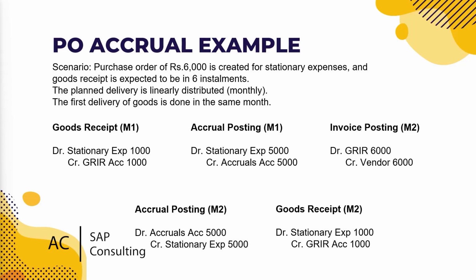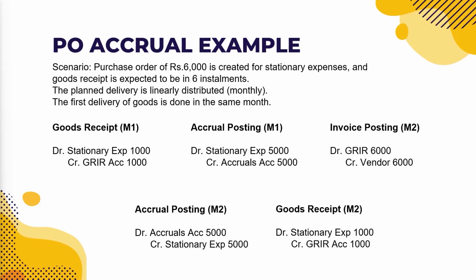Now let us assume that in the next month, an invoice has been received for the entire purchase order amount, that is, for the total 6,000 rupees. But as this is a purchase order that has a goods receipt, the invoice posting will not have any impact on the accrual postings. So even after the receipt of the entire invoice, the accrual posting will remain the same.